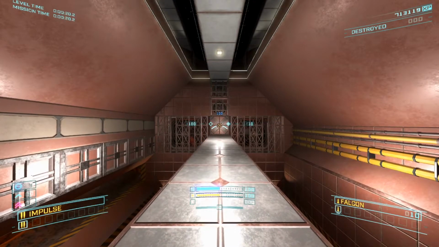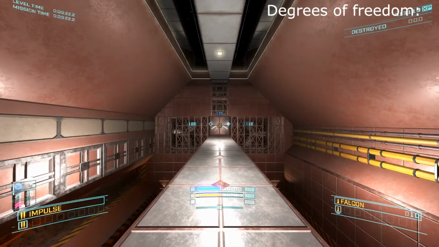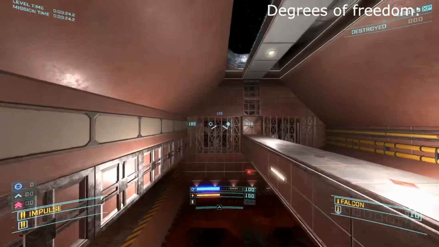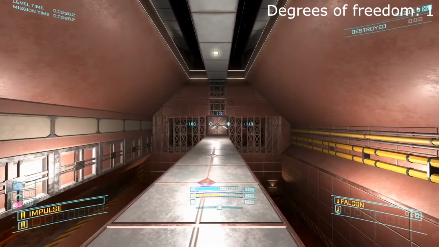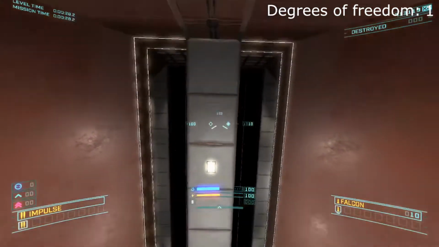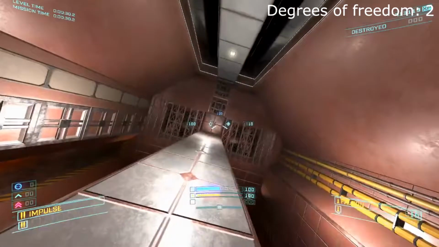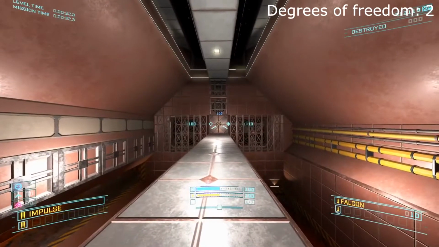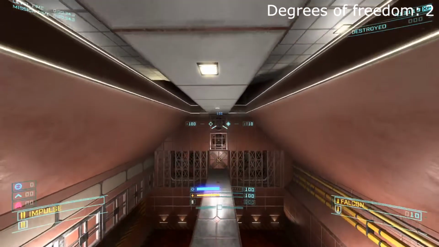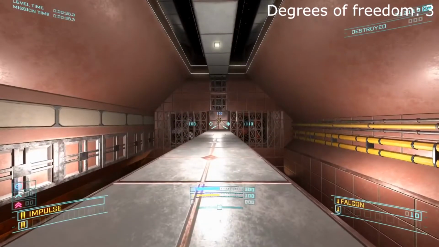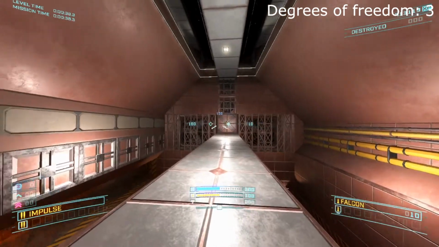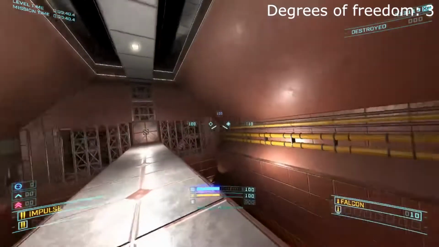The X-axis is the first horizontal axis, and movement on it corresponds to moving left and right. The rotations around the X-axis correspond to looking up and down. The Y-axis is the vertical axis, and movement on the Y-axis corresponds to moving up and down. The rotations around the Y-axis correspond to looking left and right.